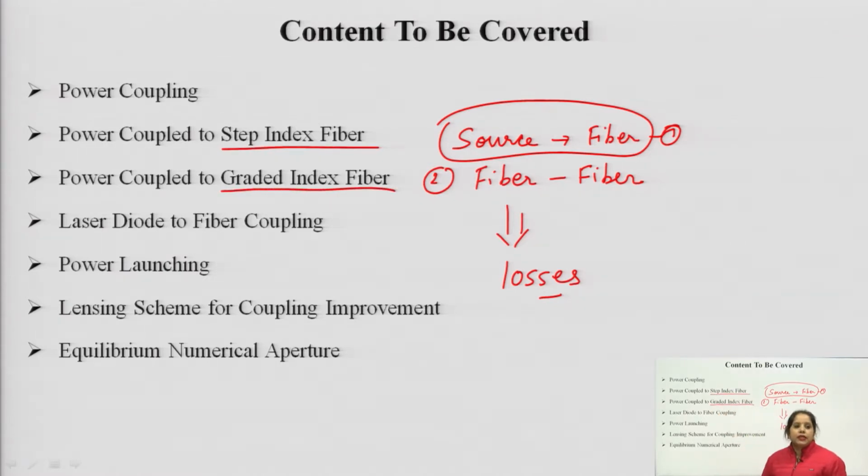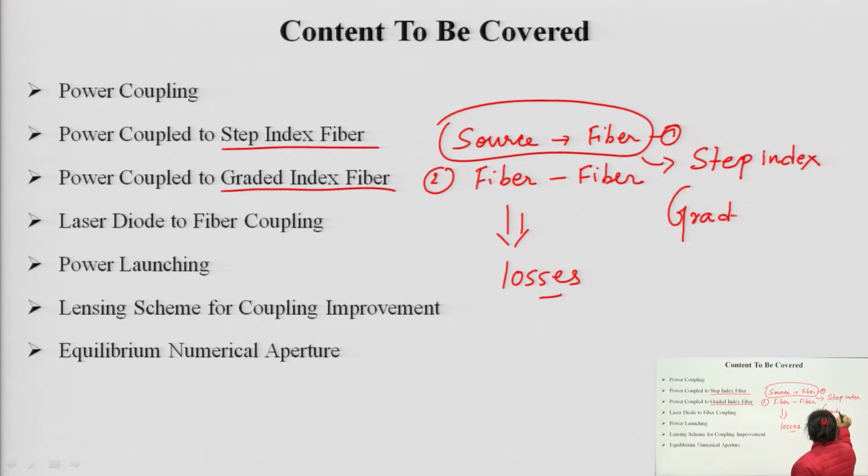We are going to study these two different types because we have fibers of two types. The first one is the step index and the second one is the graded index. Since both these fibers have a different fabrication process and different construction, the source to fiber coupling in both these fibers is different.